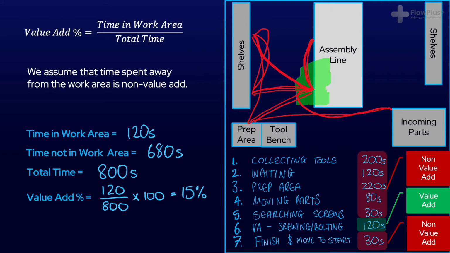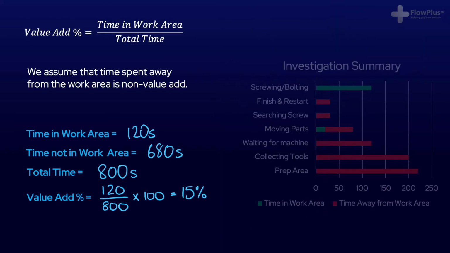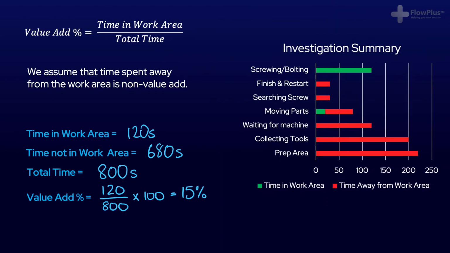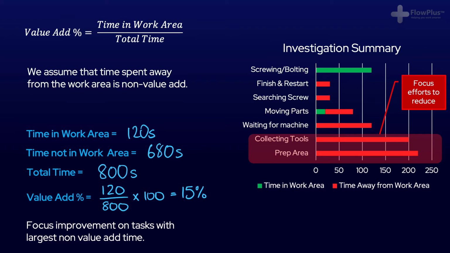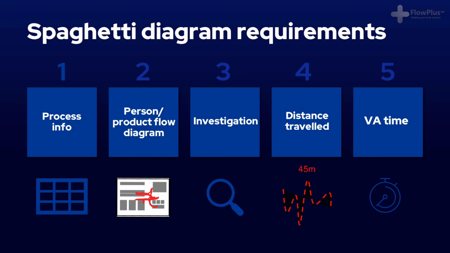With that in mind, if we found that this particular process had the lowest value add percentage out of all of our observations at only 15% value add, we could then break down the investigation section to identify where the largest savings could be made. In this case, it would suggest optimizing the tool collection process and the work in the prep area, signifying that 5S could be an effective improvement tool to be used for this occasion.